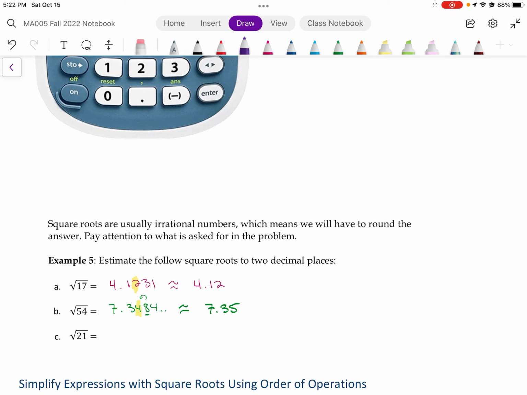And the last one, square root of 21, is 4.58257 and so on. And again, we're going to round to the hundredths place, 2 decimal places. So what is the 2 going to do to the 8? It's not going to round it up, so this stays 4.58. Okay, and I use the approximation because we are estimating, right? We're approximating, so we use the squiggly equal sign.